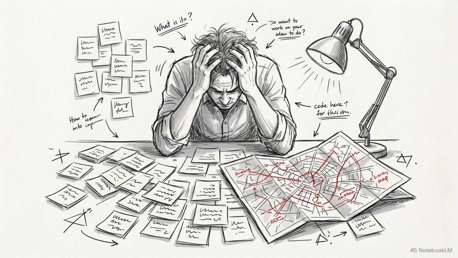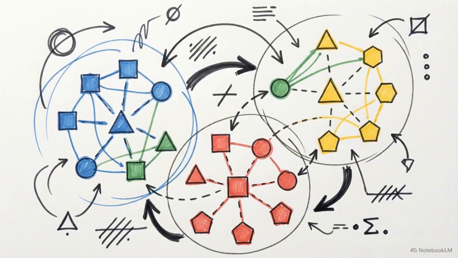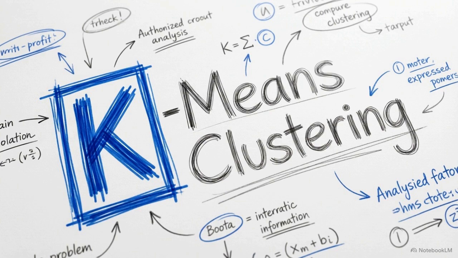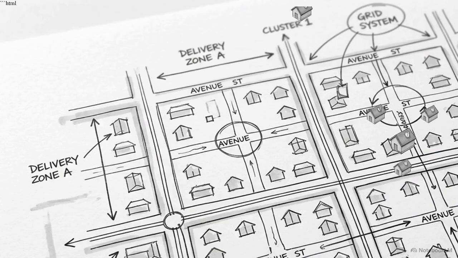Trying to guess the best spots by staring at a map would take forever. Luckily, there is a mathematical tool designed specifically to solve this exact problem automatically, the k-means clustering algorithm. The name sounds intimidating, but it breaks down easily. The k simply represents the exact number of groups, or in our case, the number of kitchens you want to build. Here, k equals 3.